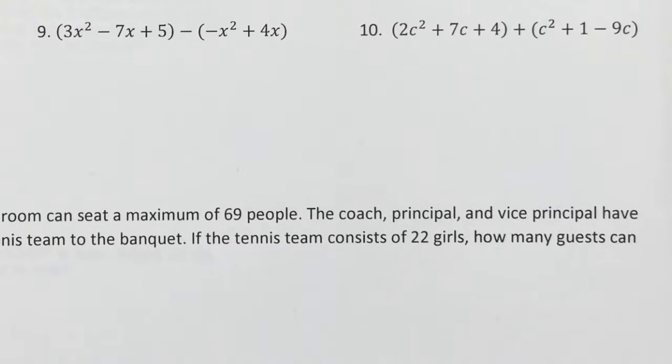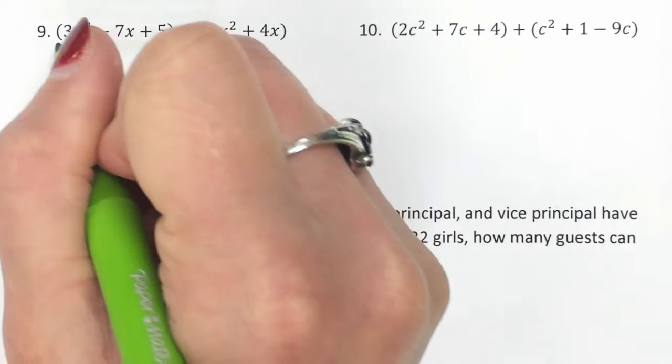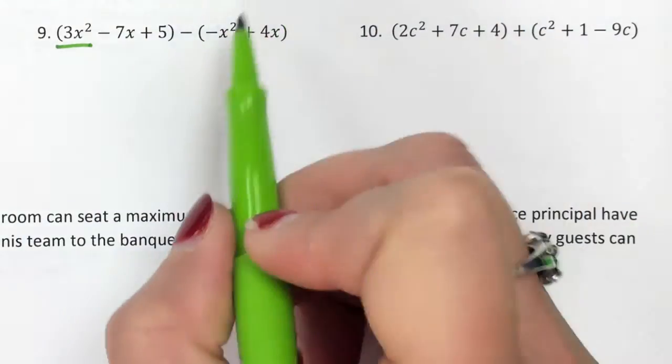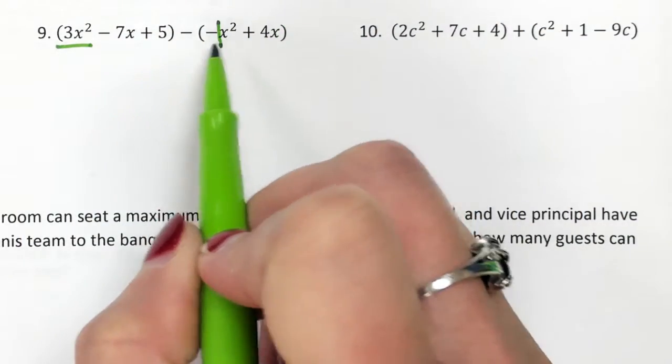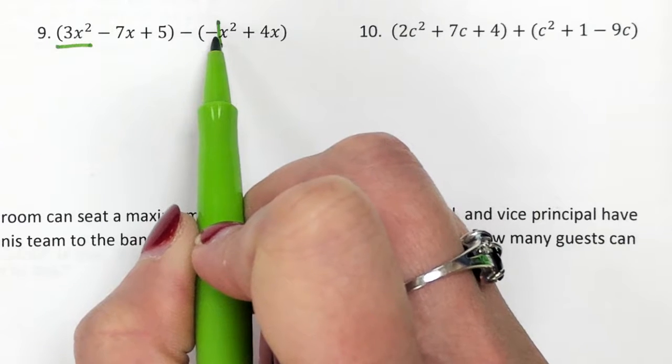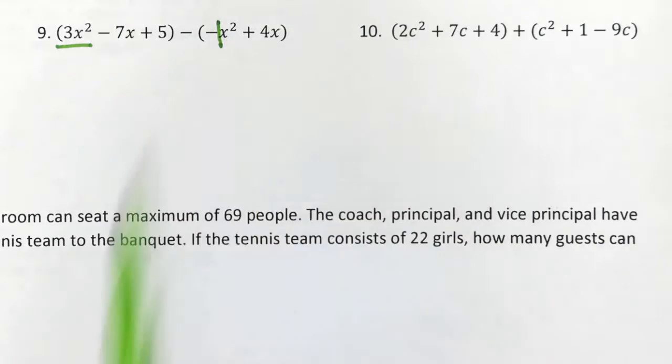All right, guys, here we go. Number 9. What am I going to subtract first? 3x squared minus 1x squared. What's that say? Negative. So what do these two negatives make? A positive. So that's like 3 plus 1, which is 4x squared, right?